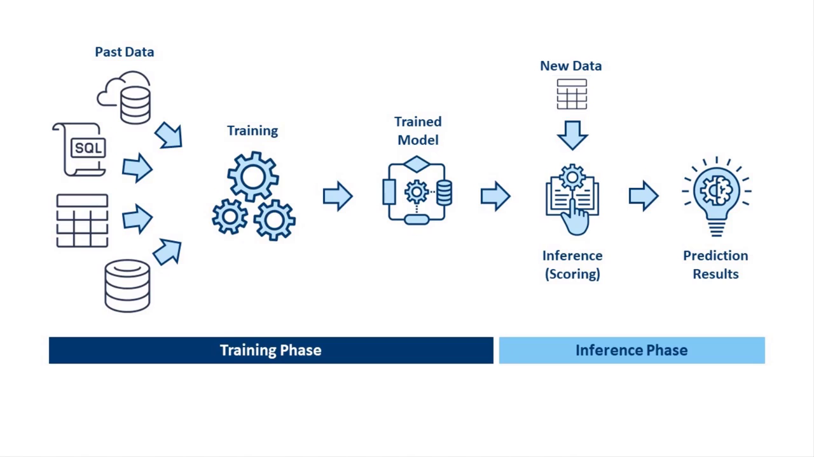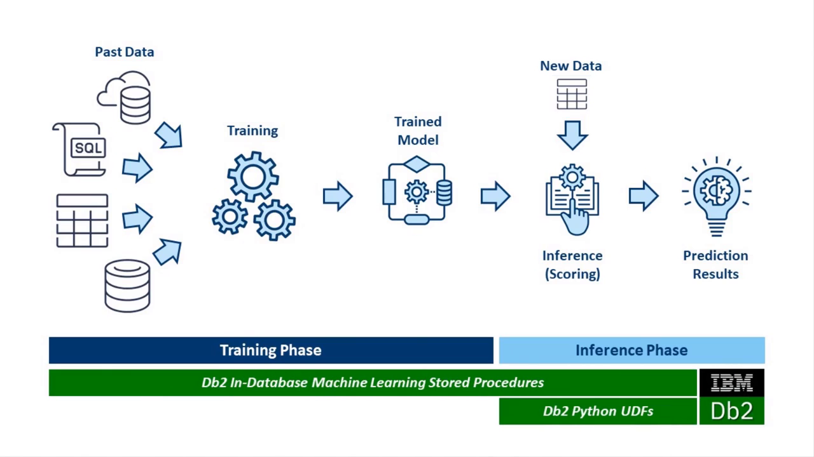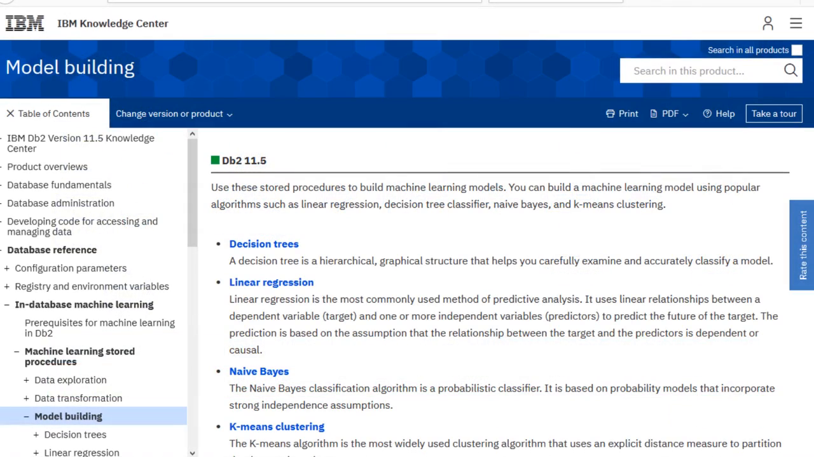For model training, Db2 includes a number of stored procedures for building regression, classification, and clustering models with data that resides in the database, as well as the subsequent inferencing or scoring of newer data that comes in.